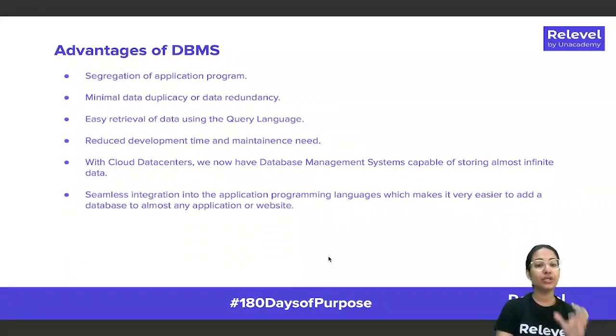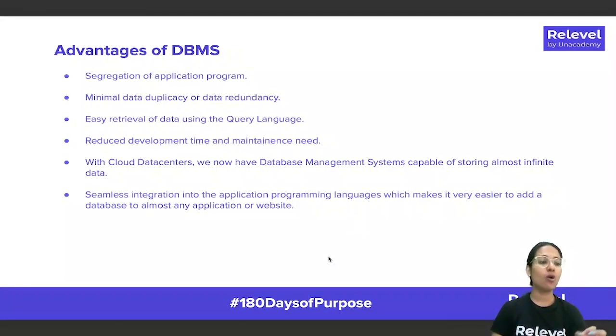Fourth point is reduced development time and maintenance needed. These days, database management systems are developed in such a wonderful and optimized way that the maintenance time for these databases is very low. They do not require a lot of maintenance. Once you start using it with minimal maintenance, you're able to keep your uptime very good and the downtime as low as possible, and the time to develop these systems is also becoming very fast these days. So it's becoming very quick to make these databases.